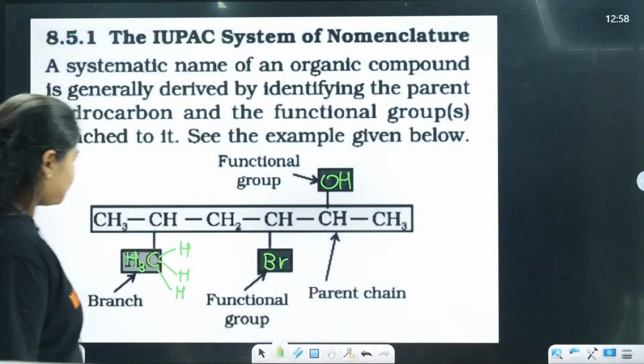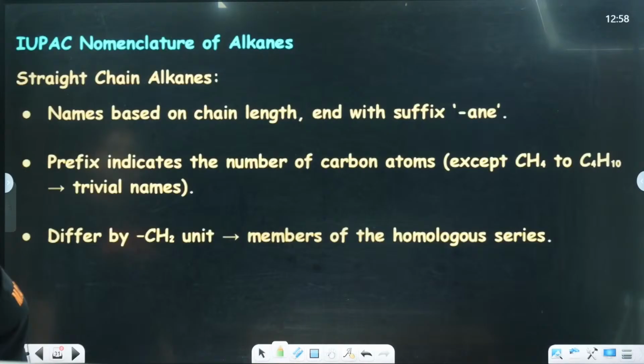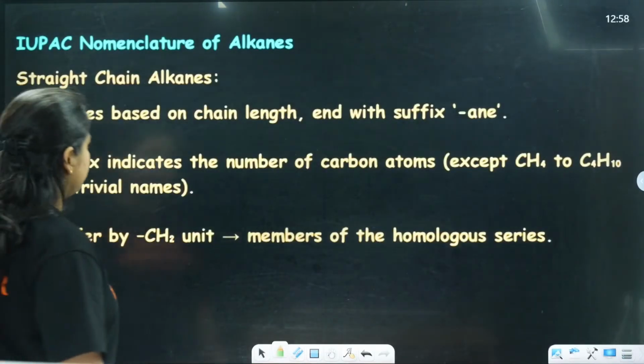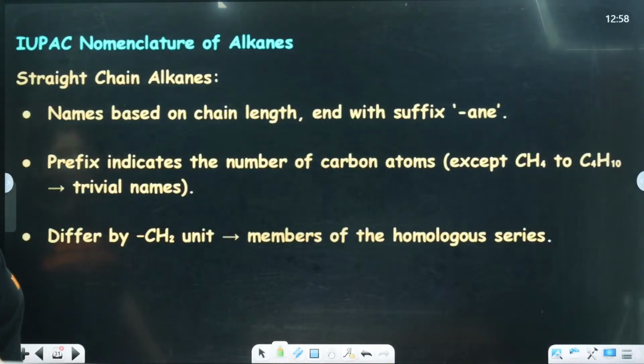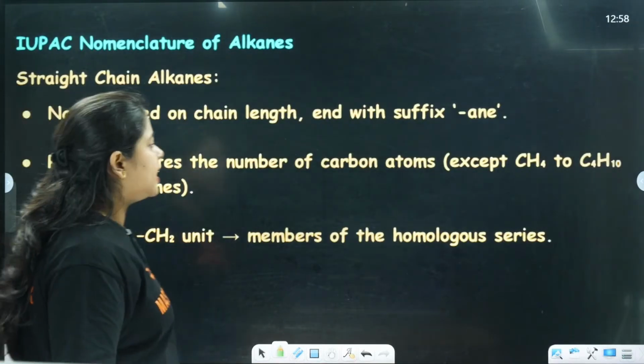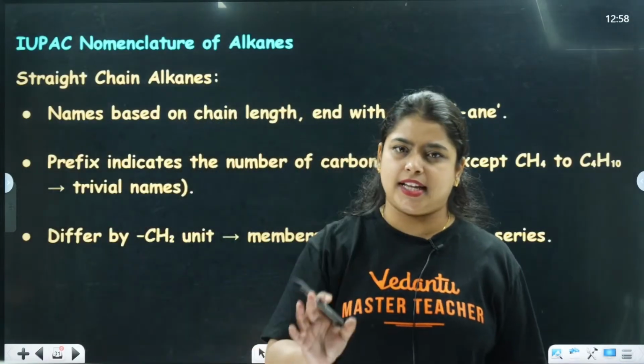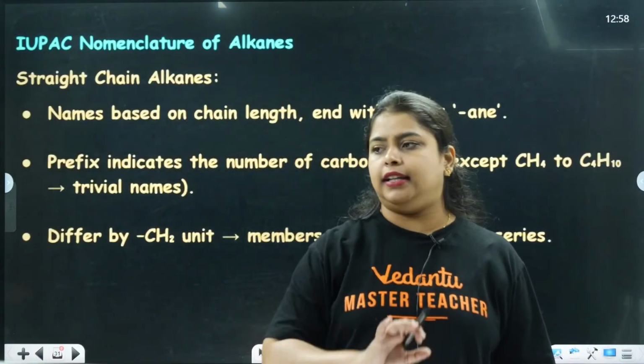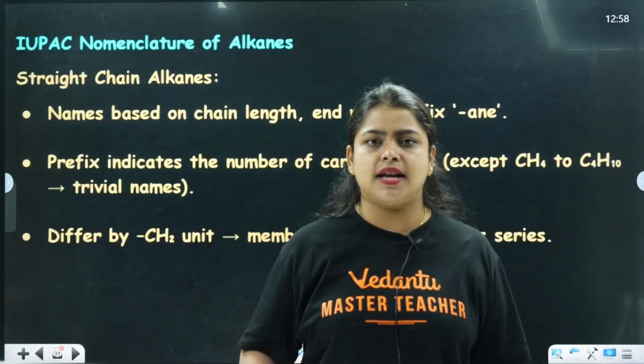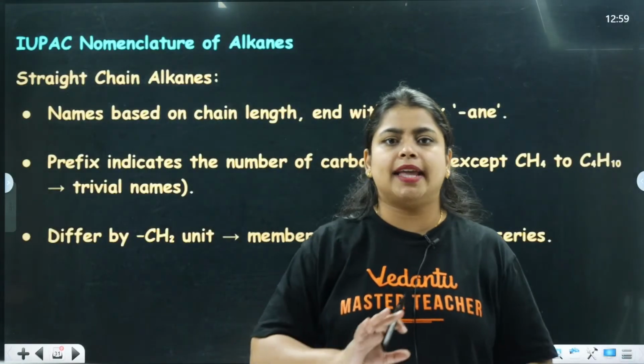Next, IUPAC nomenclature of alkanes. Now let us learn about the IUPAC nomenclature of the alkanes. First we are going to learn about straight chain alkanes. Straight chain alkanes means there are no branches, it is straight. Carbon and hydrogen are attached continuously. It is not having any branches there.